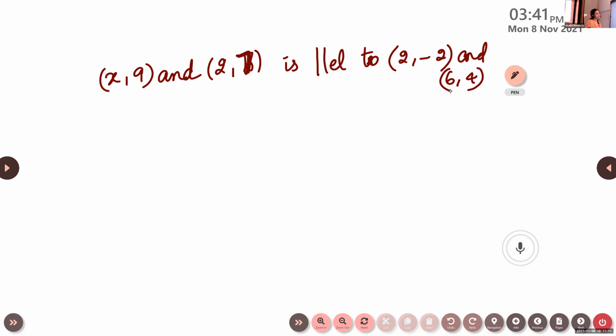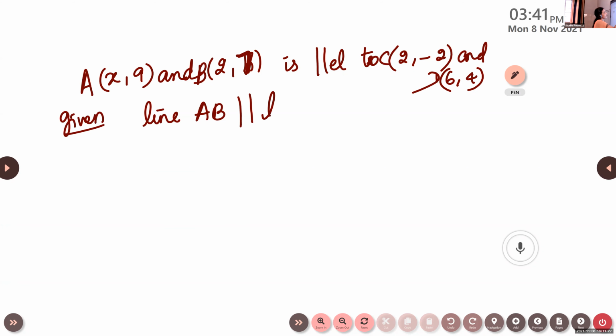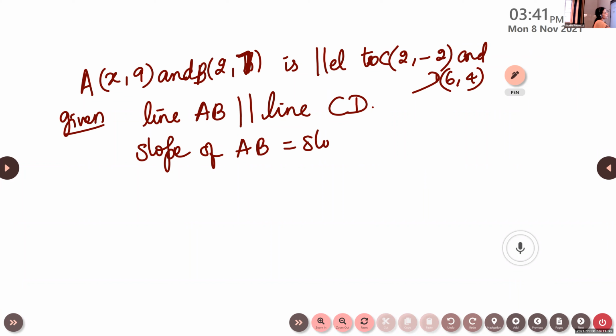So how to do this? We can name these points. First you name these points A, B, C, D. So what is given here? It is given line AB is parallel to line CD. Therefore, what we can say? Slope of AB is equal to slope of CD.